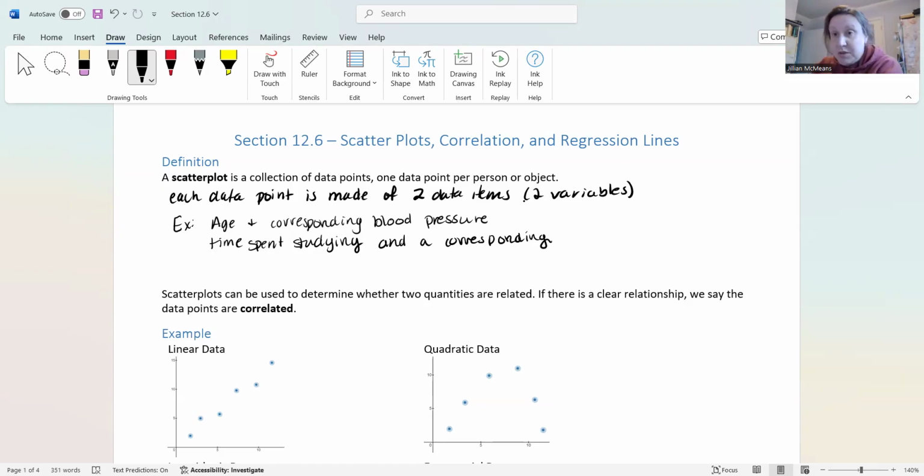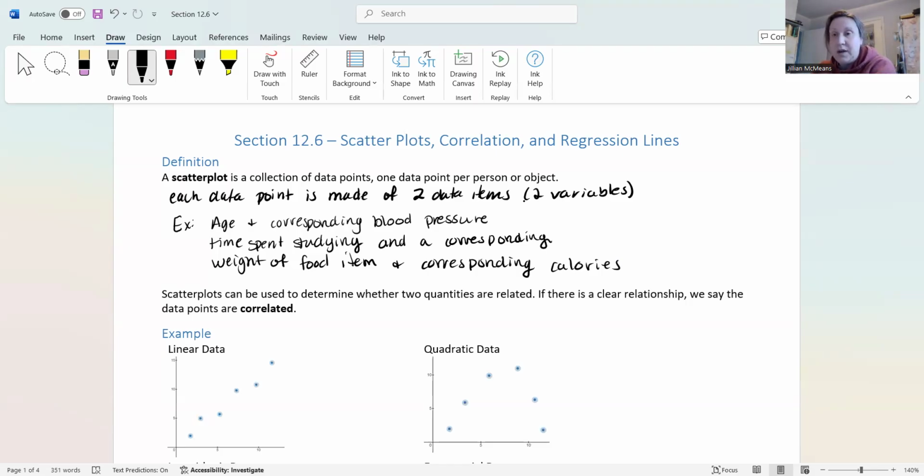And then a third one that you'll see would be something like the weight of a food item and corresponding calories. This is just three examples. Again, each data item is going to be made up of two pieces of information, so think like an x coordinate and a y coordinate. And then there's one of these data points per person or object in your data set.